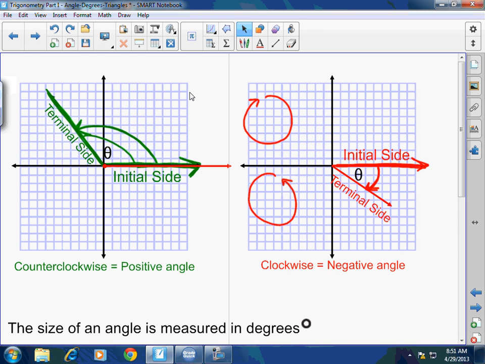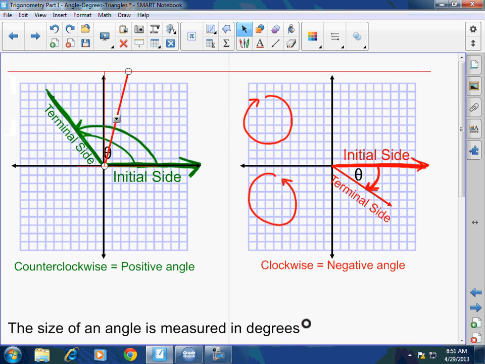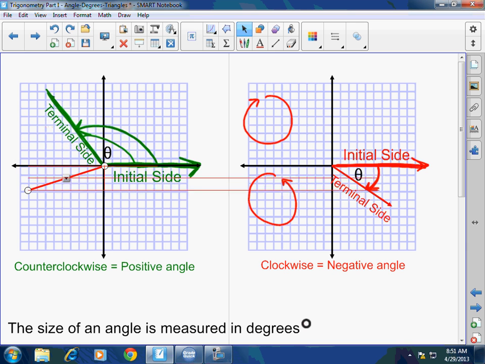I'm at my initial side, okay, and the angle is rotating counterclockwise. That's how angles move. If I do one full rotation, it's 360 degrees, I get back to the initial side. So for this case, it rotated, and it stopped right there. That's a positive angle. That is a counterclockwise rotation.